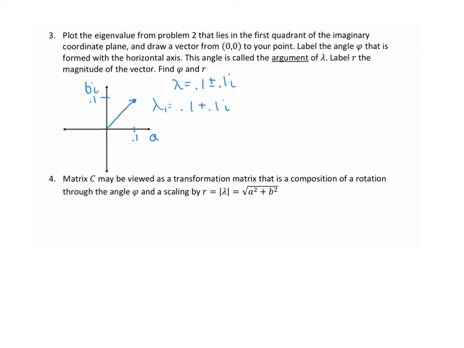So anytime, and I'll just do a quick little sketch, if I wanted to graph like 4 minus 3i, let's say, I would have a, bi, so I would go over 4 for the real part of the imaginary number, and then I would go down 3.